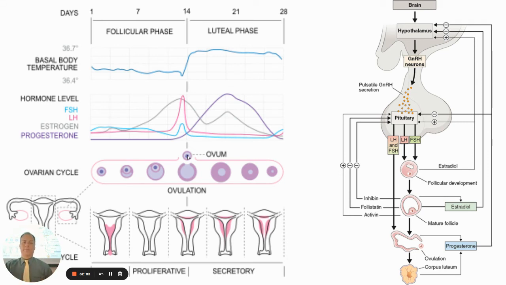After that, the follicle breaks down, and if there is no fertilized egg present, that's when the lining of the uterus is shed. Any questions about this?